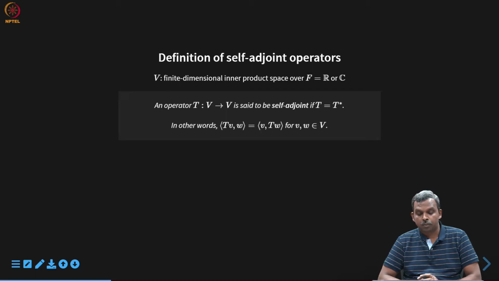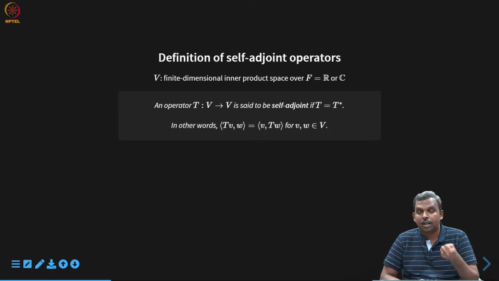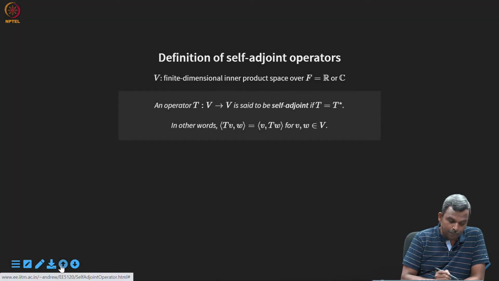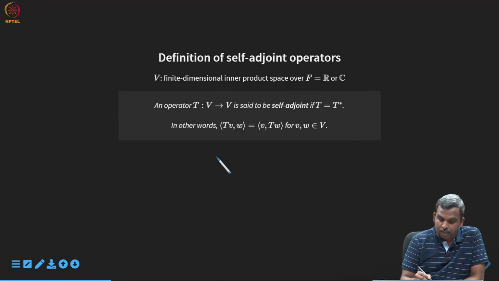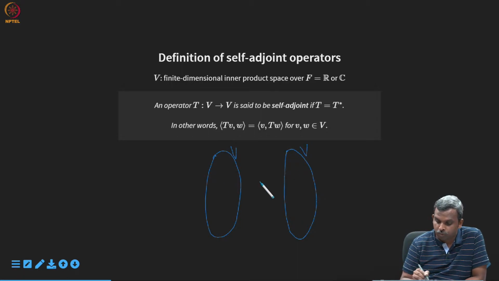In other words, what is the definition of the adjoint? The inner product of TV, W equals the inner product of V, T star W. Now if you have a self-adjoint operator, the inner product of TV, W and the inner product of V, TW are exactly the same. So this calls for a bit of a picture and some description, so let's do that. You have V. I'll make another copy of V to drive home the point, but remember these are the same.